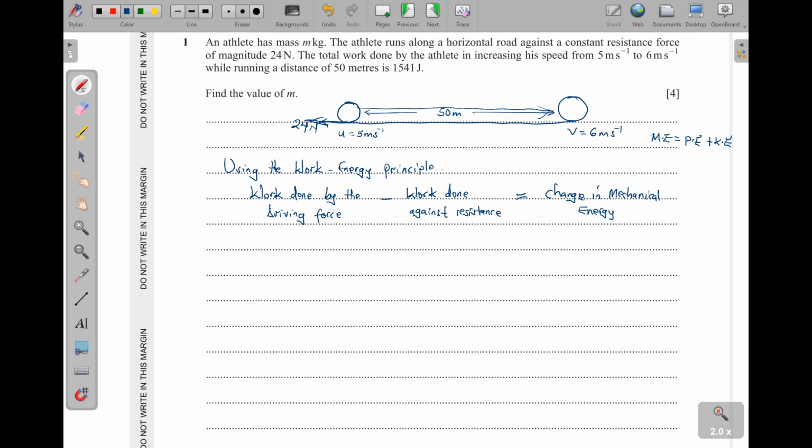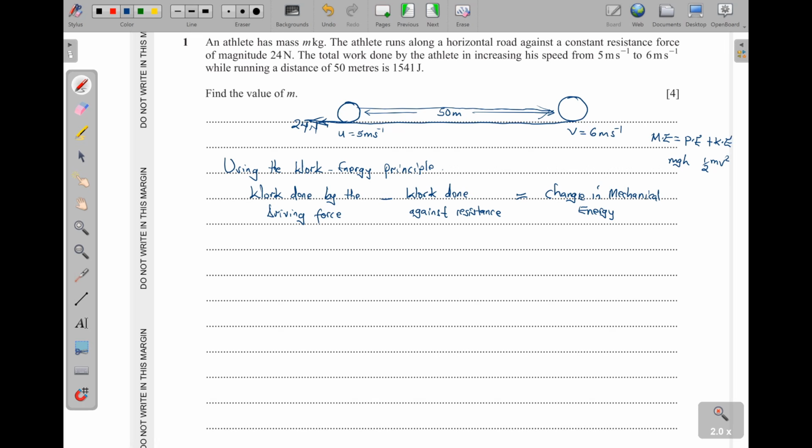Potential energy is mgh, that is if we have vertical height. And kinetic energy is a half mv squared. Since this one is moving on horizontal ground, we don't have the vertical height, so the change in mechanical energy is going to be due to the change in kinetic energy.